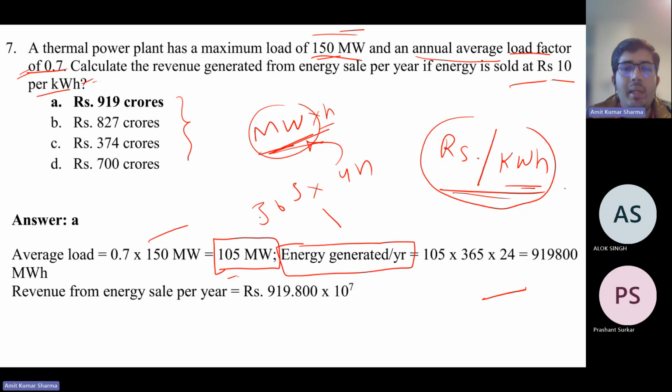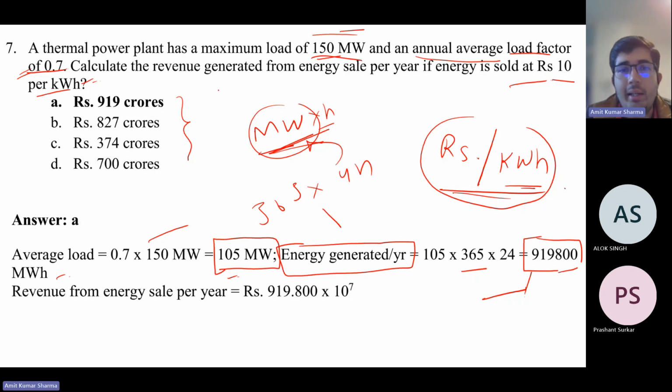So now you can multiply with 365 and 24 hours. So your plant is generating 919,800. Okay. So basically 9 lakh 19,800. So 919,800 megawatt hour of energy your plant is generating.